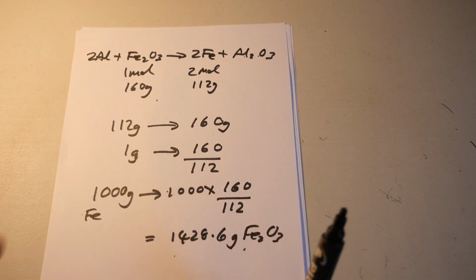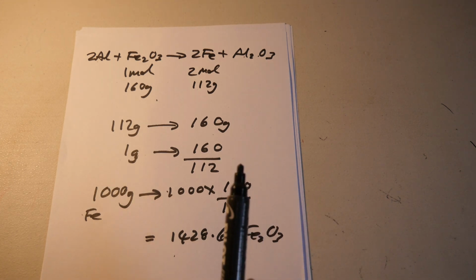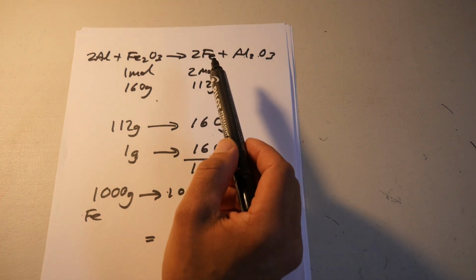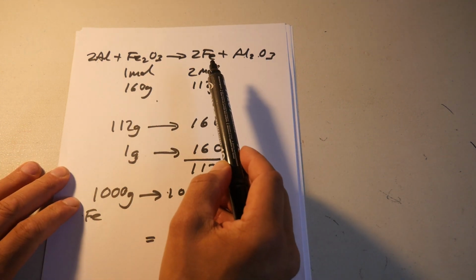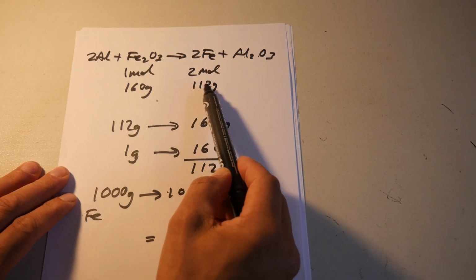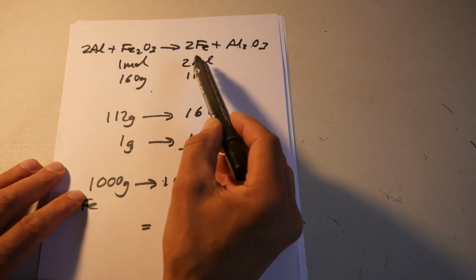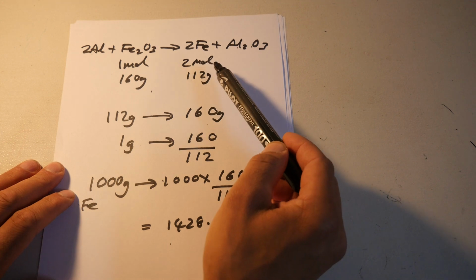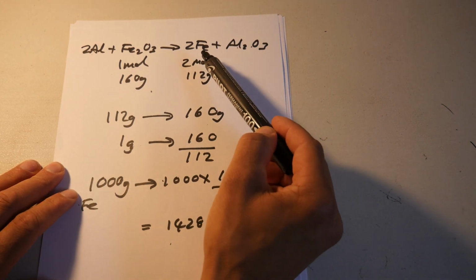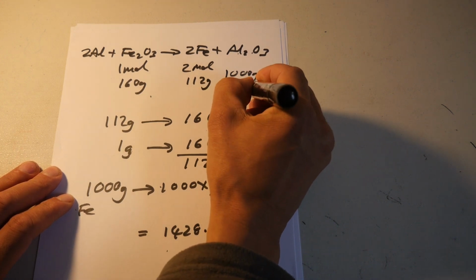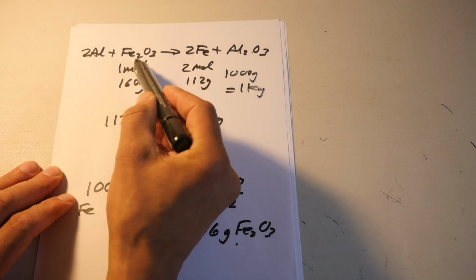So what was I doing there? Oh yeah, I was going in reverse. That's what this was doing. So I wrote the same equation, but starting with this and going that way. If you want to know how much of this you'll get if you started with 1,000 grams of iron, so I'm taking 1,000 grams of iron, which is 1 kilogram, okay? How much of this will be made?